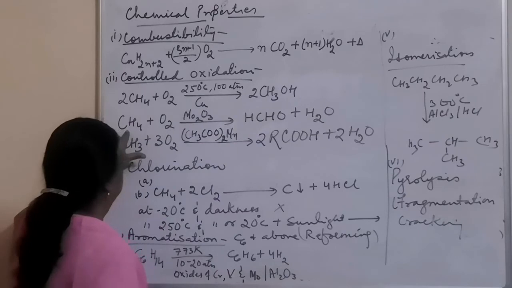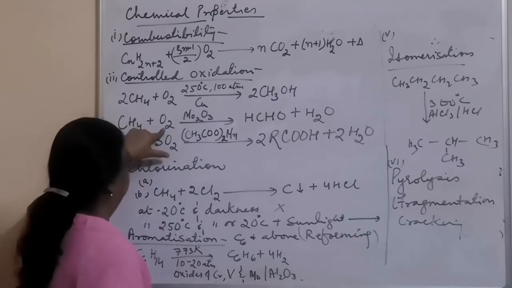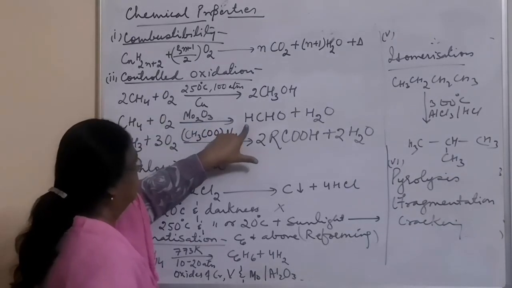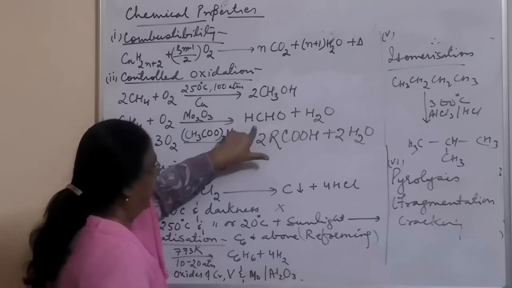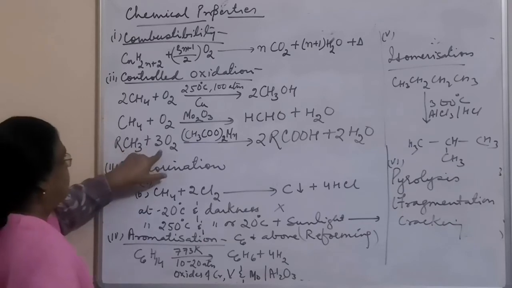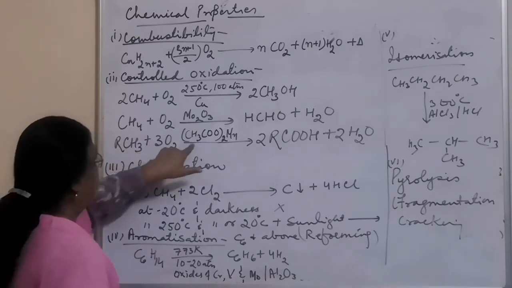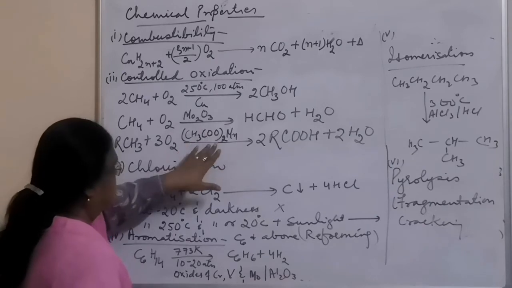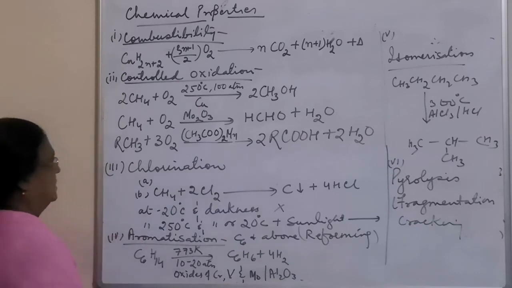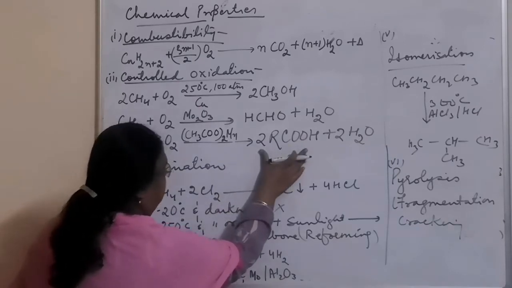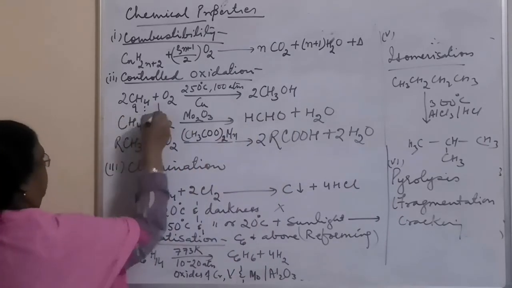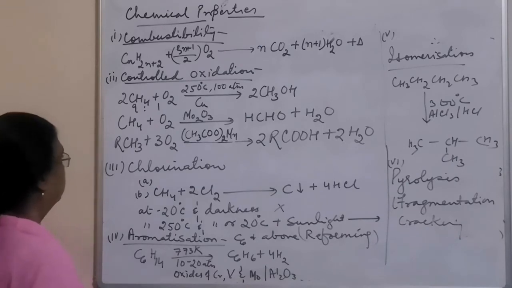When methane is the alkane and oxygen is passed, but molybdenum oxide is taken as catalyst, we do not get alcohol, we get formaldehyde. We take any higher alkane and pass excess of oxygen, then in the presence of manganese acetate, which is a catalyst, we obtain carboxylic acid. So different products are obtained under different conditions. Here the ratio is 1:9:1. Okay.